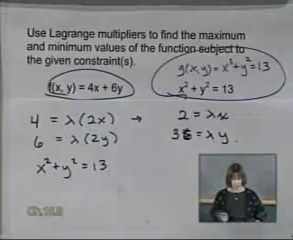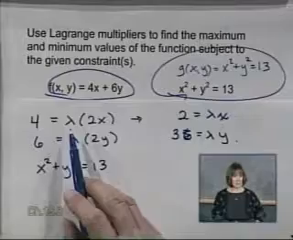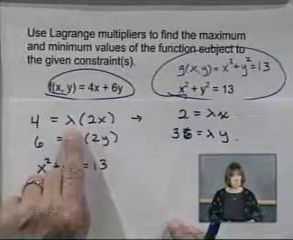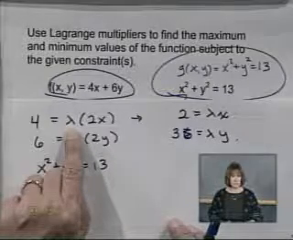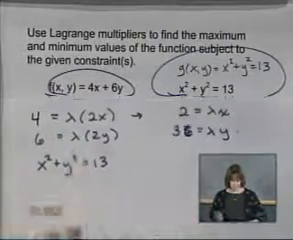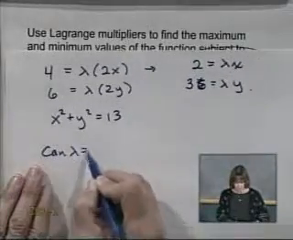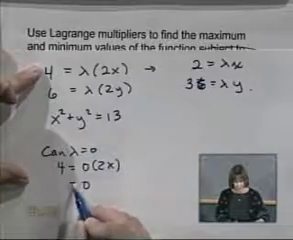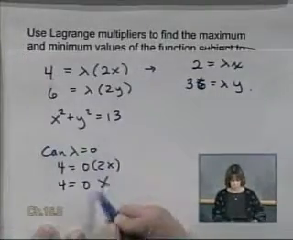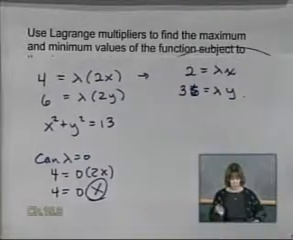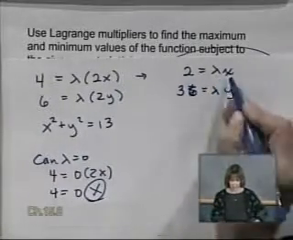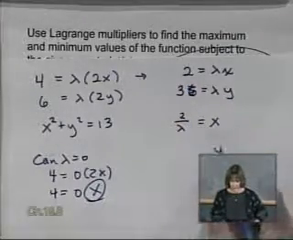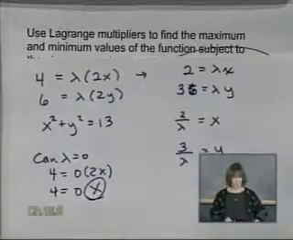Now, lambda can't be 0. How do I know lambda can't be 0? If lambda was 0 here, I'd have 4 equals 0 times 2x, which is 0. 0 times anything is 0. Can you have 4 equal to 0? No. Right? Lambda can't be 0. Well, since lambda can't be 0 here, I can divide by lambda on both sides, and I get x equals 2 over lambda, and y equals 3 over lambda.